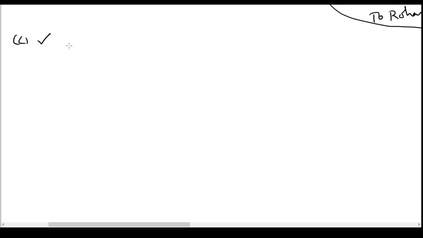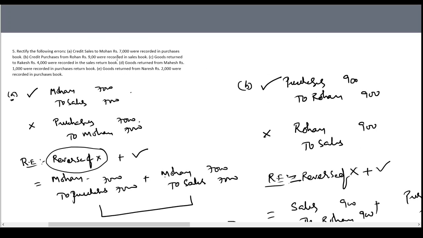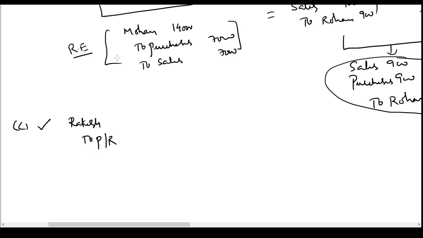So goods returned to Rakesh, purchase returns were recorded in the sales returns book. So the correct entry is goods returned to Rakesh, Rakesh to purchase returns. What was the amount? The amount was 4,000. This is the correct entry we should have passed. We should have recorded the name of Rakesh in the purchase returns book.